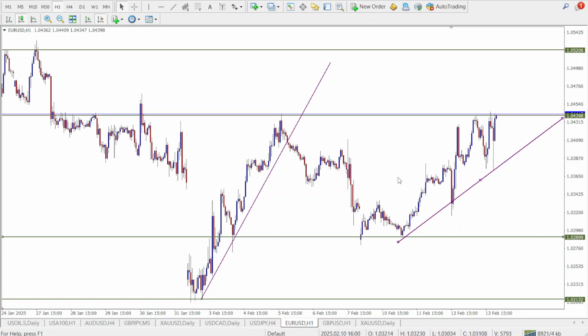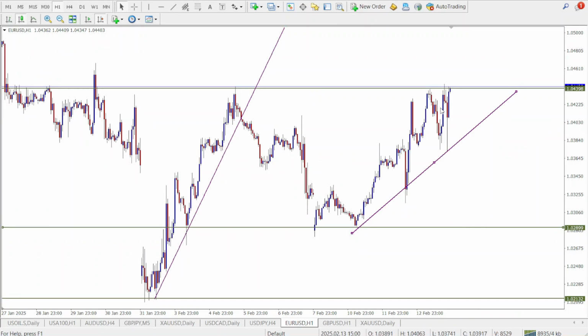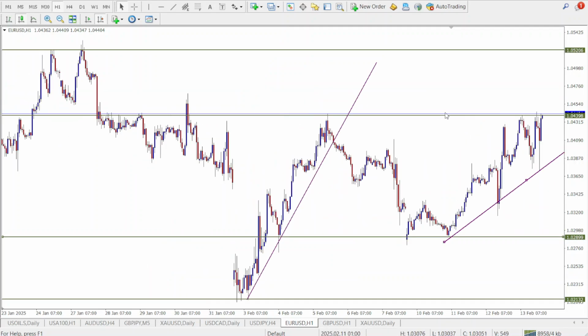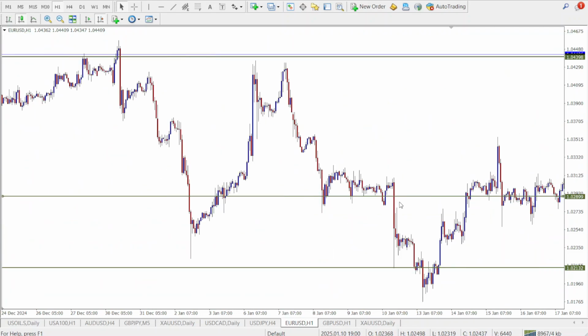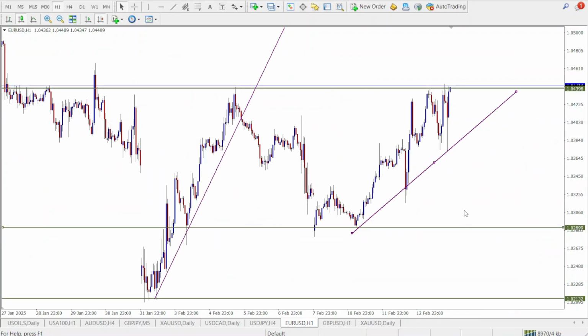The first is identifying key support and resistance levels. Mark the most relevant support and resistance zones on the 1 hour chart. These levels act as decision points where price is likely to react. Look for areas where price has previously reversed multiple times. You can scroll your chart backwards and check for levels where price has reacted multiple times, and then you mark those levels.